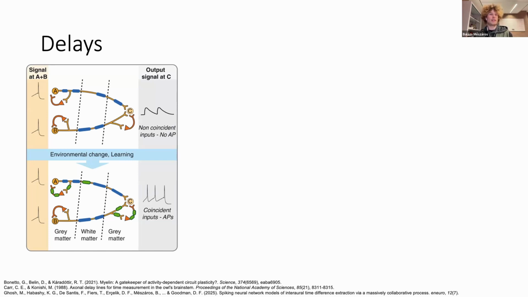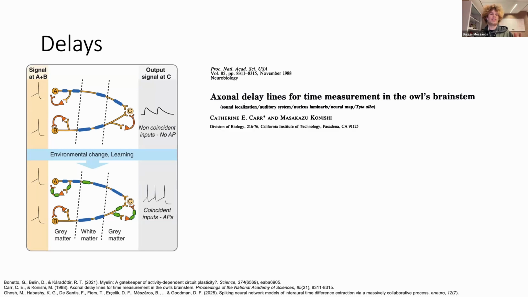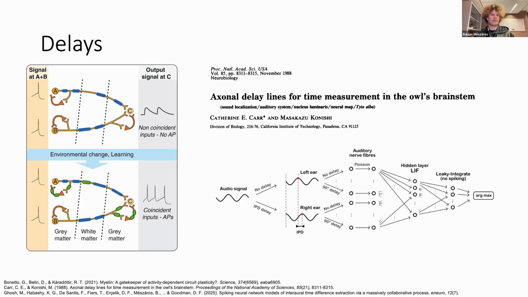But the kind of delays I would like to focus more on today are the ones that are related to the structure of the networks. And that has a relationship with neuroscience findings as well. The most well-known example is this axonal delay line that has been measured in the owl brainstem, where they showed that these delay lines are used for sound localization. And actually, just to highlight, some of us even worked on this sound localization circuit with SNNs, with delays, but we didn't focus too much on the structural aspect of things.